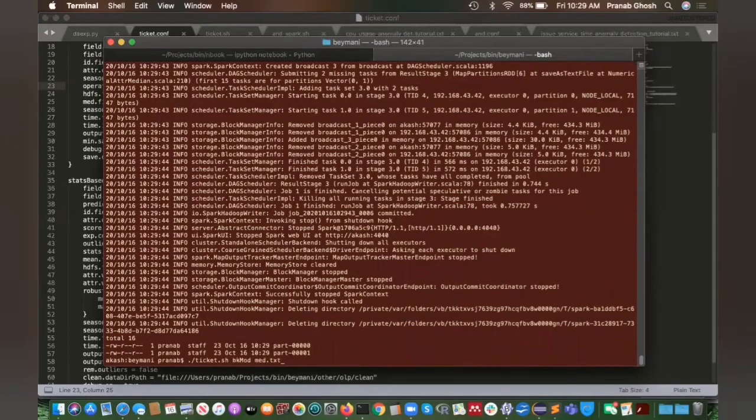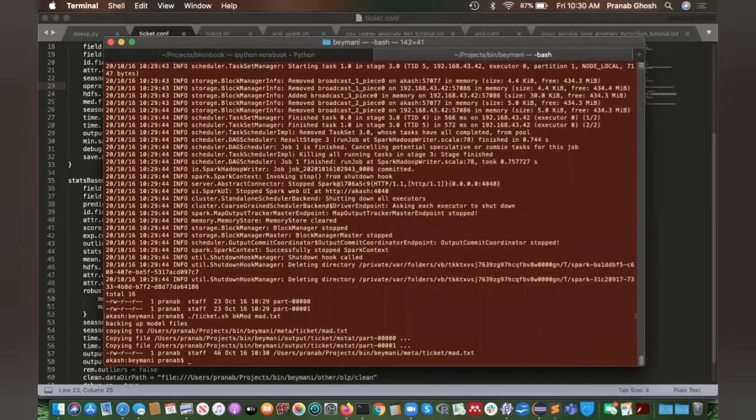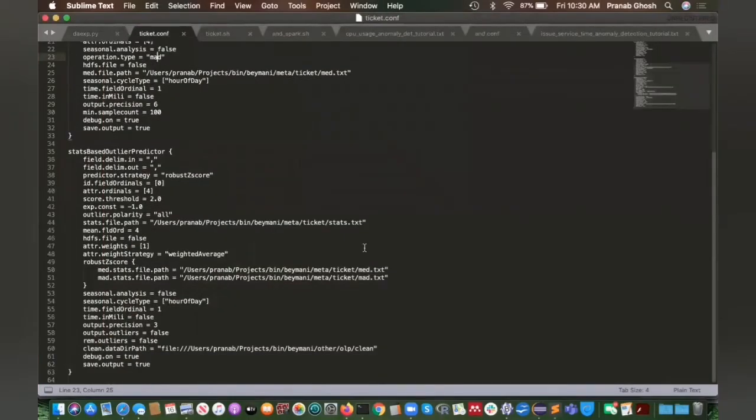So again, we are going to consolidate the output into another file called mad.txt, which has the median absolute deviation values. So essentially we have built our model, and the model is, in this case, very simple. It's just two numbers: the median and the median absolute deviation. So now we can do the prediction.